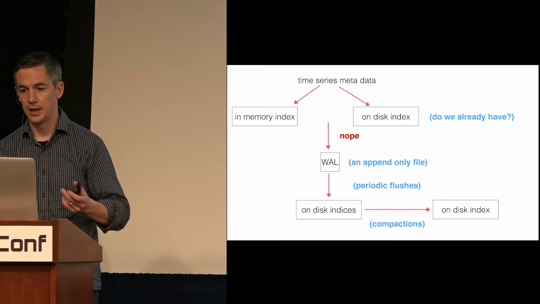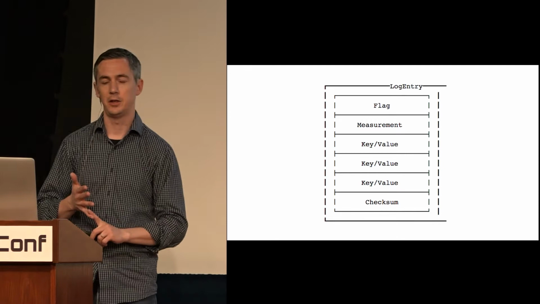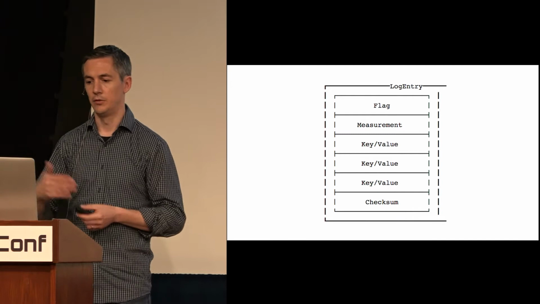So here is what a log entry looks like in our write-ahead log. We have a flag. The reason there's a flag is because you can do a deletion or an insertion of new series metadata. You have measurement name, you have tag key value pairs, and a checksum.